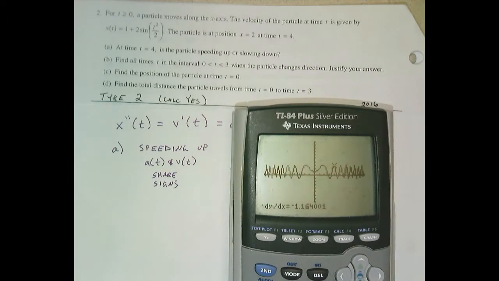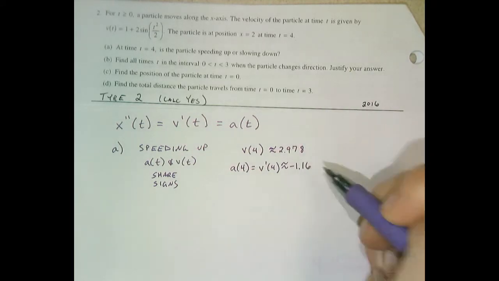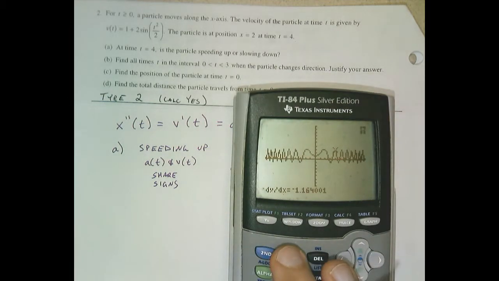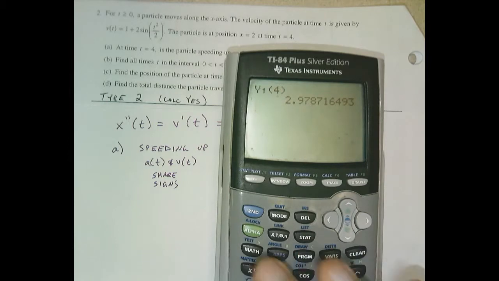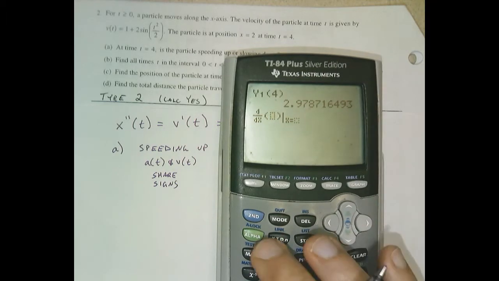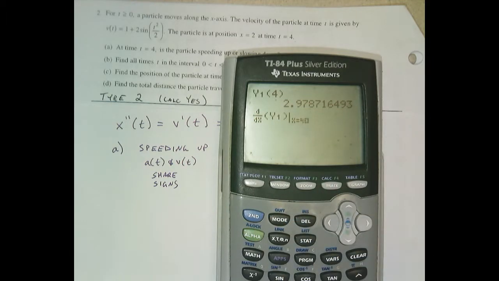dy dx at time 4 is negative 1.16. Other ways of doing it with a calculator, if you don't want to do it graphically, you can do math 8 to pull up the derivative. So evaluate the derivative of y1 at time 4. So that's another way to do it, and it's from your home screen. It actually tends to be slightly more accurate from the home screen. But here we're not caring about accuracy, we're just caring about whether or not the answer is positive or negative.